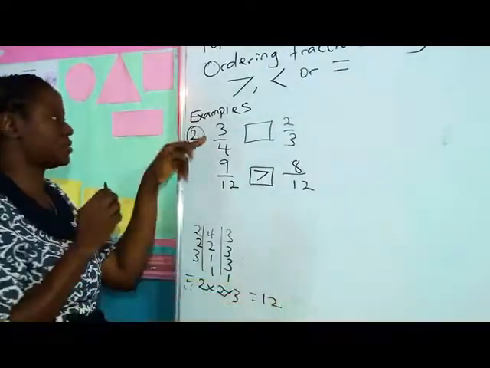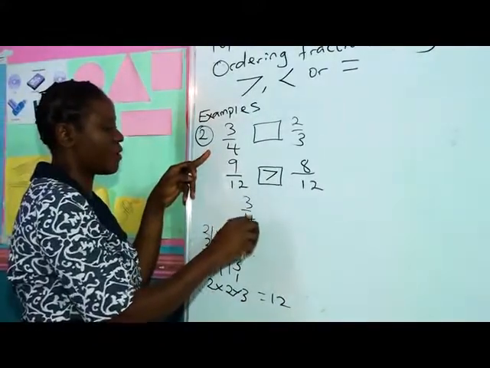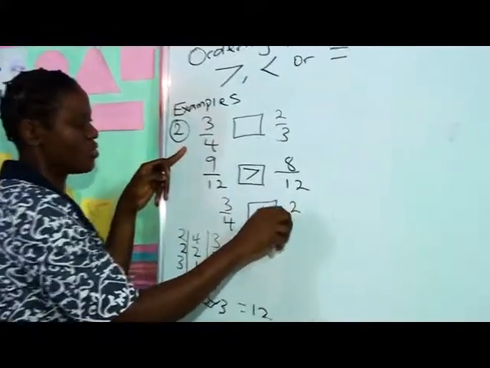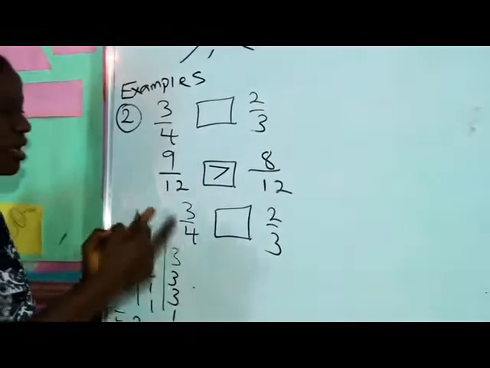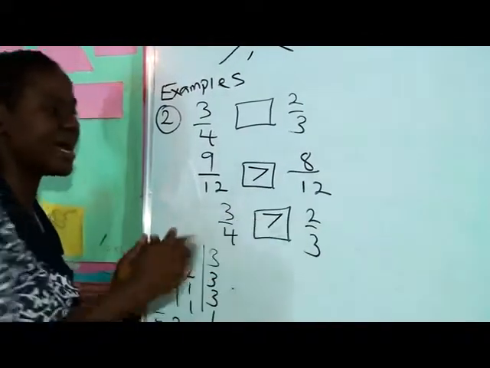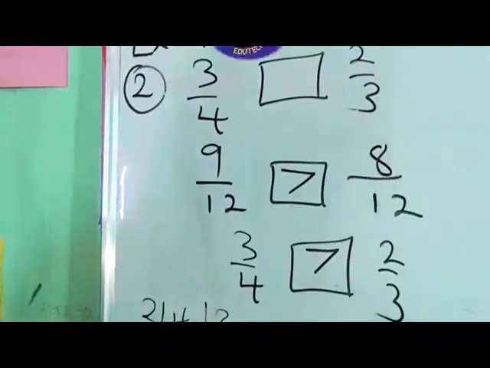We come back to our original question. 3 over 4, 2 over 3. So we can now say 3 over 4 is greater than 2 over 3.